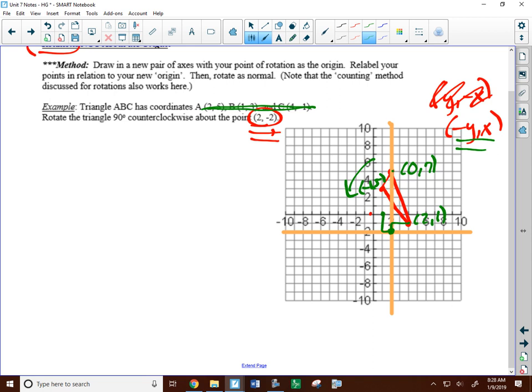So let's see if this worked. If this point right here is where we ended up for 2, 1. So 2, 1, if I do the rule, if I interchange and make the first one negative, and that's what this one is. In relation to this right here, negative 1, 2 is right there.